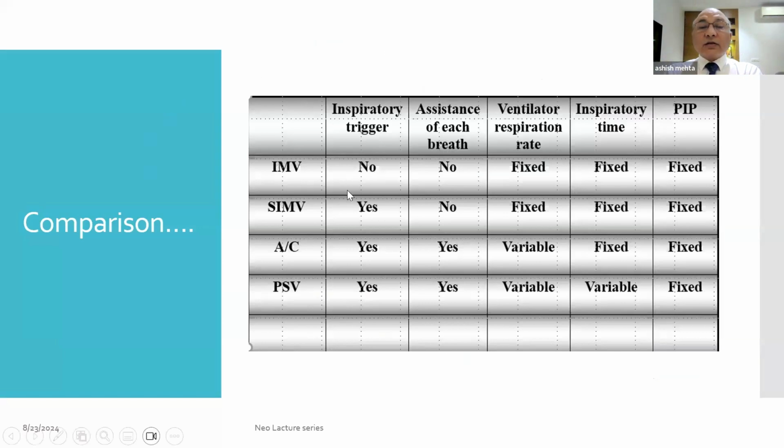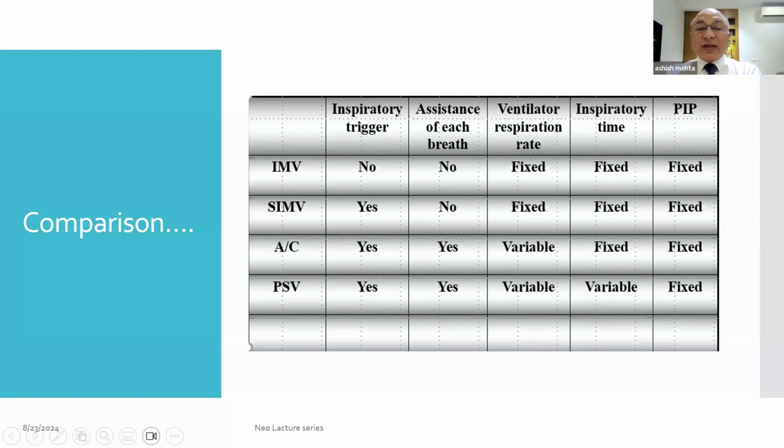You can see here that in typical SIMV, the inspiration is triggered, but assistance to each breath is not there; the ventilator rate is fixed, and inspiratory time is fixed. There is no help for the baby except the triggering in SIMV mode. When it comes to assist control, apart from the triggering, assistance to each breath is available, which is good for the small baby. But the rest of the things are not available. It is decided by the physician.